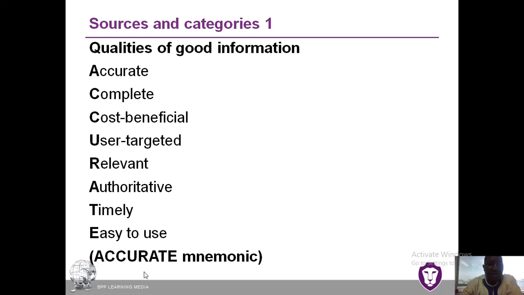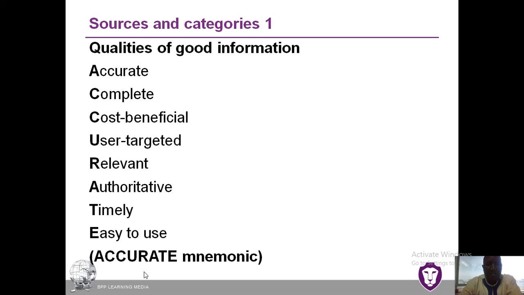Number one, information must be accurate. What that means is that information must be precise, accurate, straight to the point, and information that is accurate is what will help managers to arrive at precise, accurate decisions. Number two, information must be complete. What that means is that information must include all the necessary details that can help managers arrive at good decisions, or anything that can influence a decision must be included.